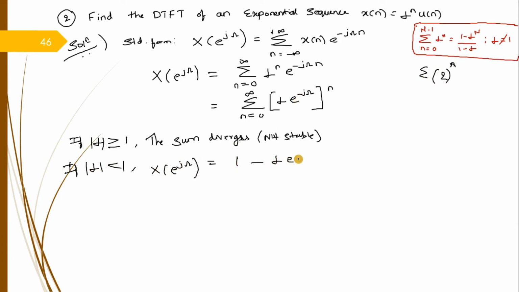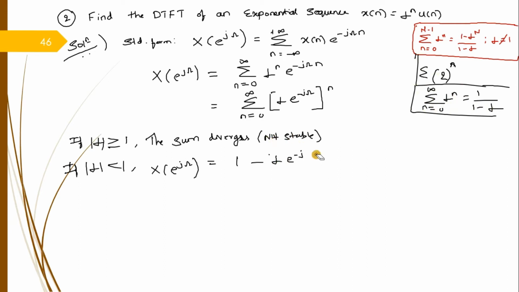I'm having alpha e raised to minus j omega. So here the upper limit is infinity, right? So if it is infinity, so here it goes to infinity. One second, so this one I'll extend here. There is one more standard form I'm supposed to write. If it is 0 to infinity, the sum is 1 divided by 1 minus alpha. That's it.